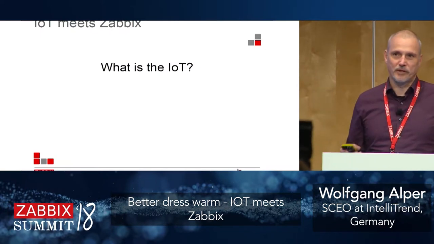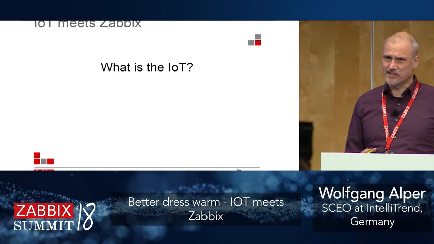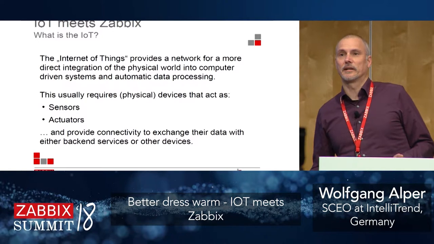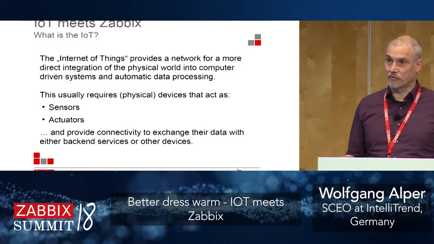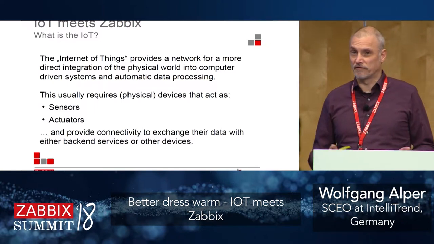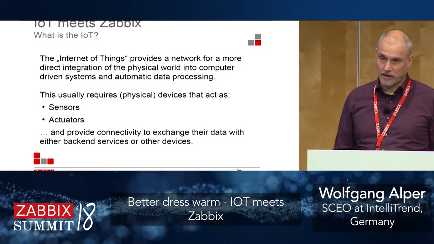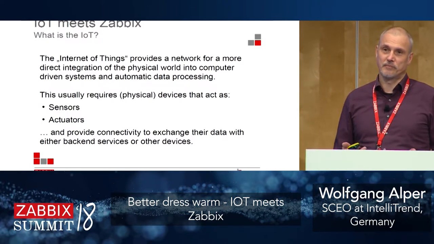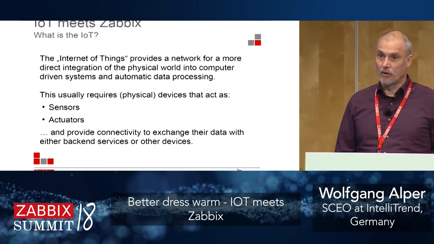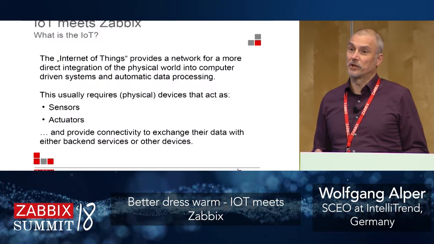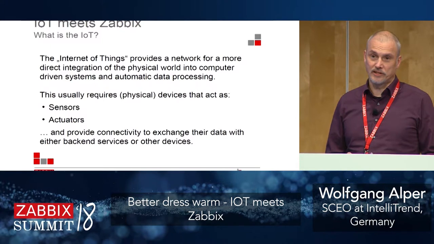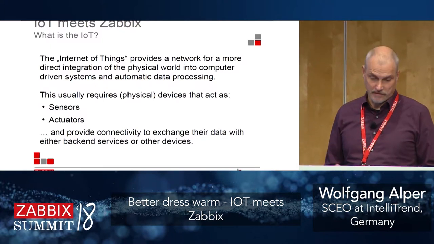First question when we were addressing this topic was to get an understanding about really what is the IoT. In a nutshell, we can say that the Internet of Things is more or less a network to connect our physical world, the world we are interacting with, to the world of computers and data processing. Usually this requires some sort of devices, which we call sensors, so they take some metrics, or we have actuators, which actually perform some actions. And on top of this, of course, we need some connectivity to backend services or other devices.